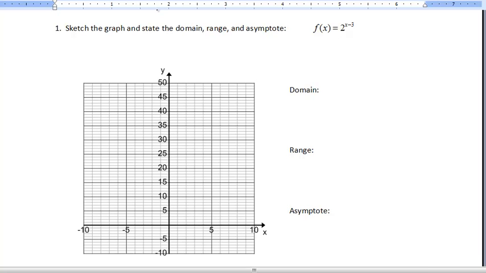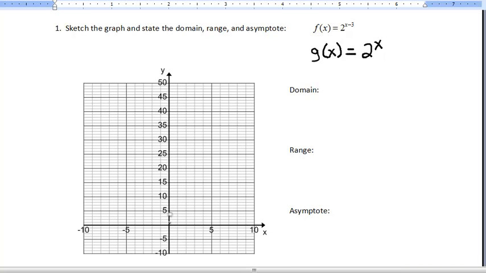The first one that we're going to do is this: sketch the graph and state the domain, range, and asymptote. And the graph that we have is f of x equals 2 to the x minus 3. And real quickly, before we get into that, I'm going to do g of x equals 2 to the x, because this is actually a transformation of this graph. Because x is replaced with x minus 3, it is actually going to move this graph to the right 3 units.